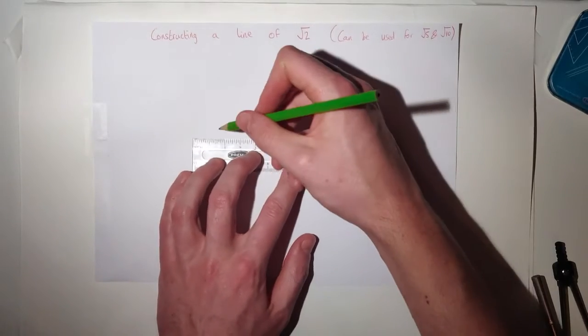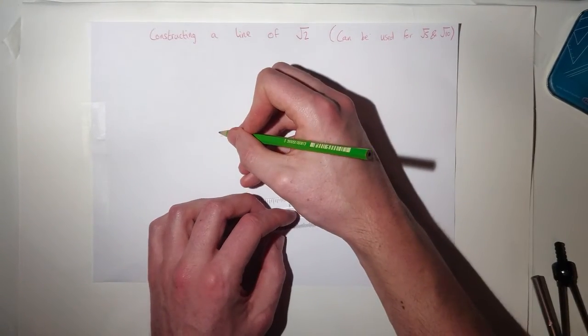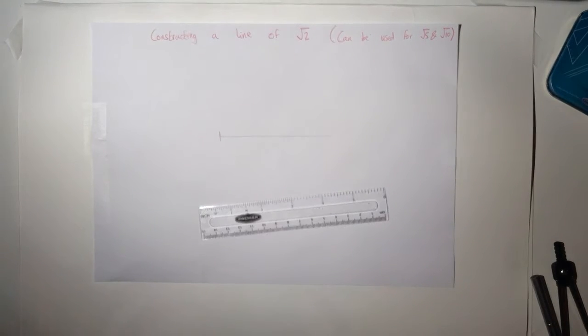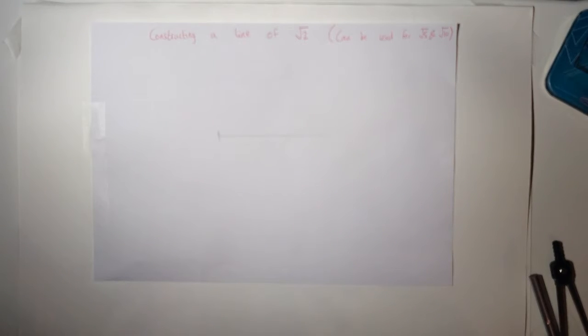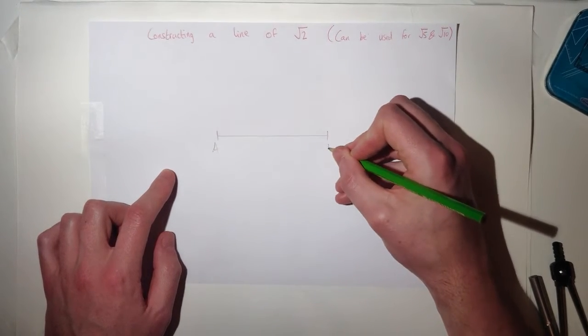So the first thing you want to do is use your straight edge to draw a line segment AM. So we'll just get out a pencil, and just any line will do, like that. So this is my, let's say, A, and here is my M.